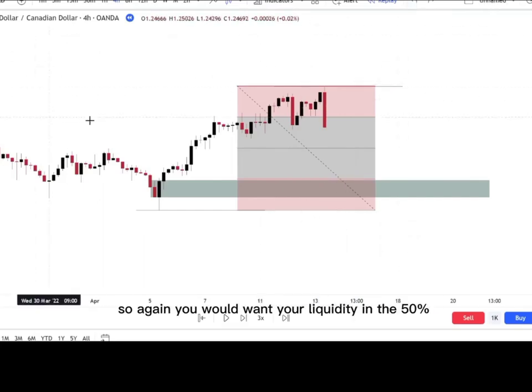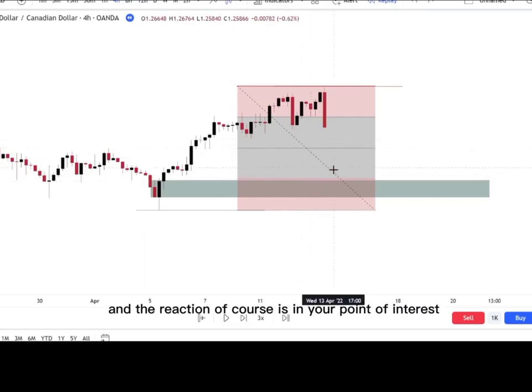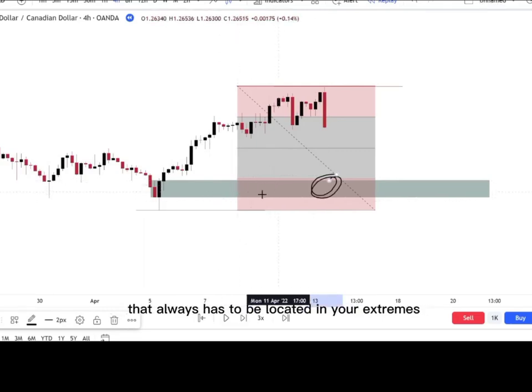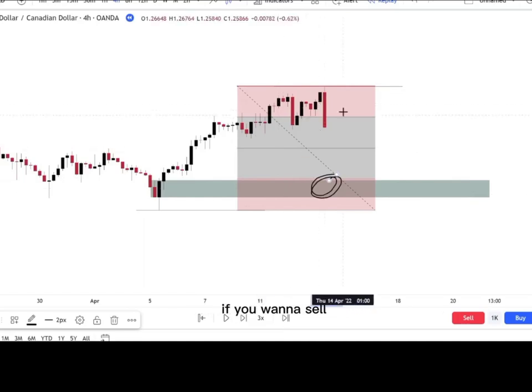So again, you would want your liquidity in the 50%. And the reaction, of course, is in your point of interest that always has to be located in your extremes. If you're buying, you want to buy in discount. If you want to sell, you want to sell in premium.